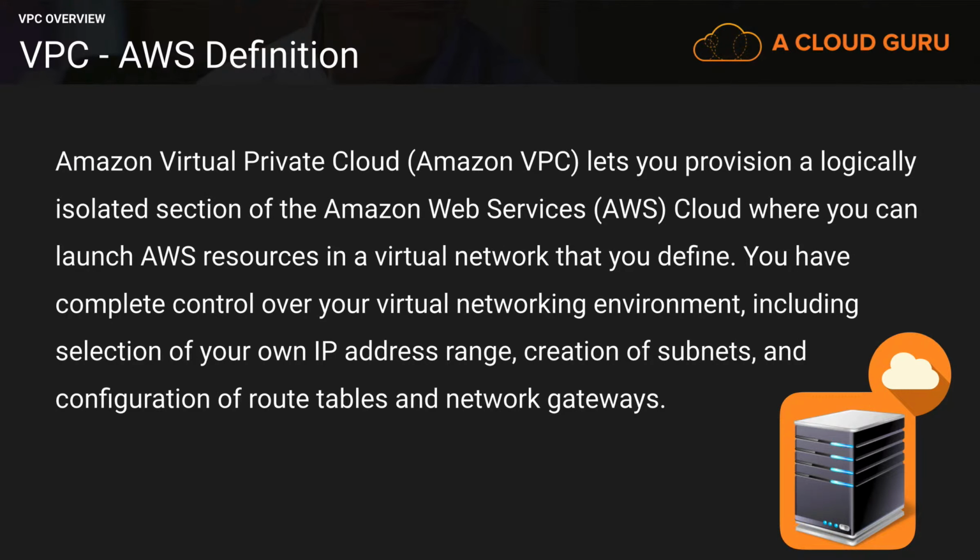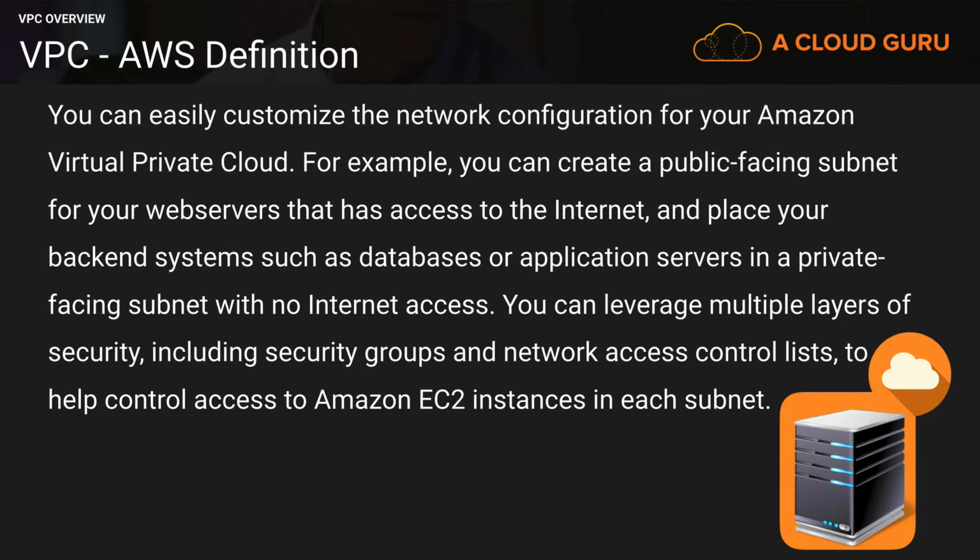So let's look at what Amazon's definition of a VPC is. Amazon's VPC lets you provision a logically isolated section of the Amazon Web Services cloud where you can launch AWS resources in a virtual network that you define. You have complete control over your virtual network environment, including selection of your own IP address ranges, creation of subnets, and configuration of route tables and network gateways. Now, if you don't know what those are, don't worry, we're going to come to it as we go.